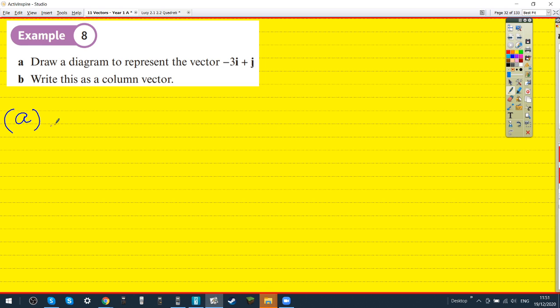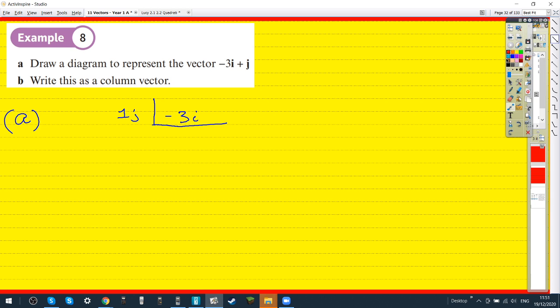So we know that minus 3i would be going to the left because that's backwards. And we know that positive i goes to the right. Oh, j is going up then. Yeah. So I think it can be like that. Yeah. And so overall, it's going to look like that.